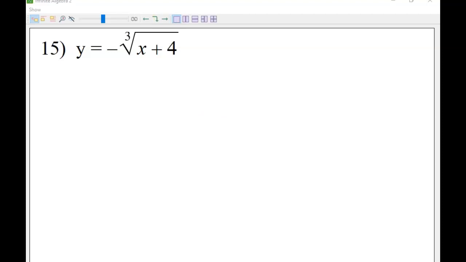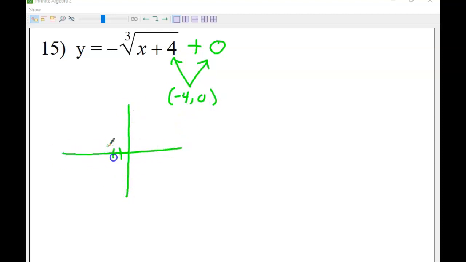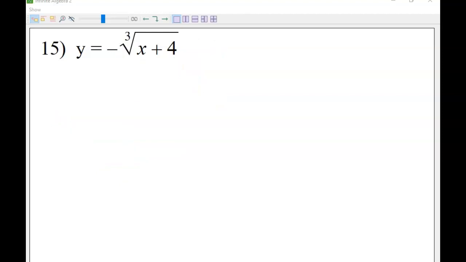Okay, now we're dealing with a cube root, so we're looking at the cube root shape now. We're missing a number over here, so I'll put 0. So my starting point will be -4 and 0. So we're going to be going to the right, and we're going to be going down again. But since this is a cube root, we're going to throw on the other half there. That's what cube roots look like. That's the end of that one.